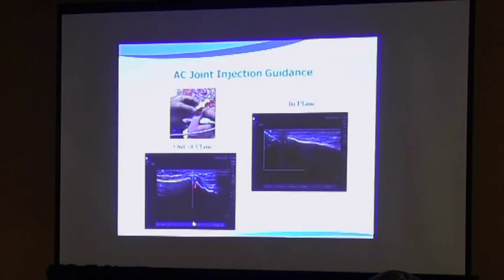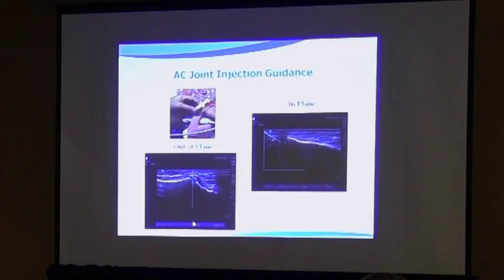So you place your target structure in the center of the image, marked by this green line, and line your needle up with that arrow at the appropriate angle, and then you'll see that needle tip come right into the joint space there.